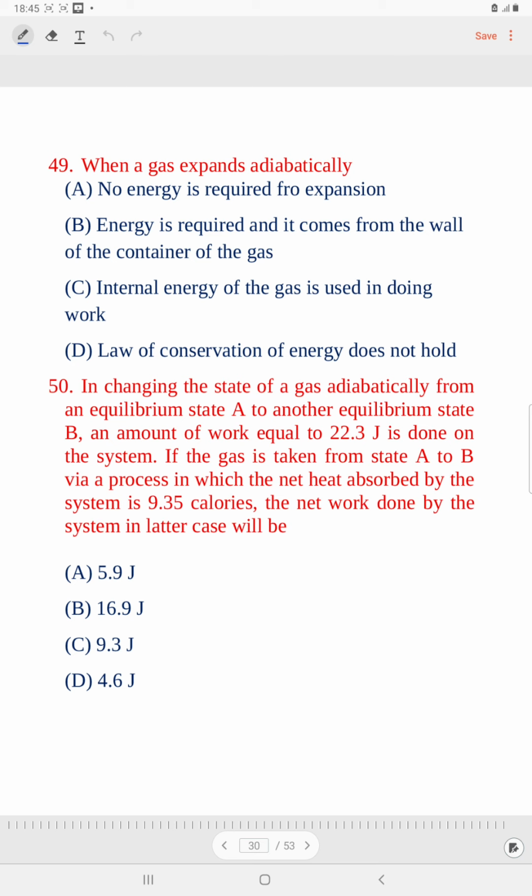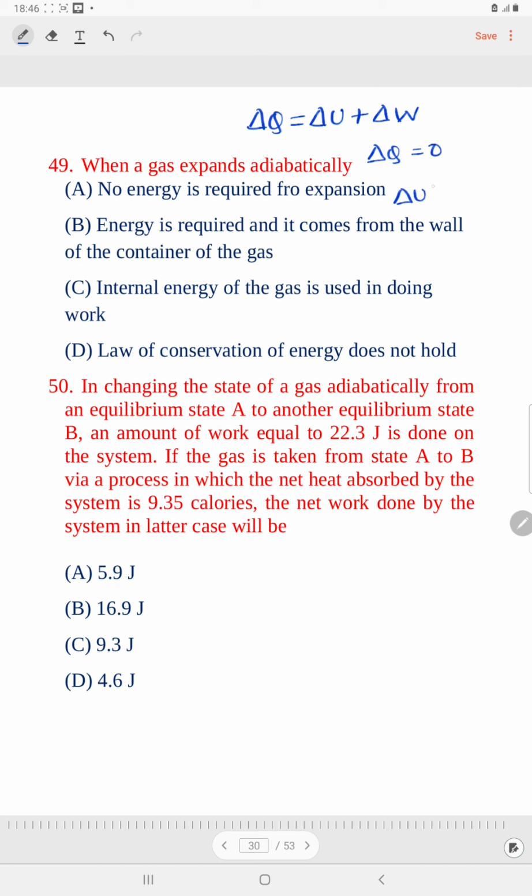Whatever the changes of the internal energy is there, it will be utilized to do work. You know how? Let me tell you. According to the first law of thermodynamics, delta Q is equal to delta U plus delta W. And in adiabatic process, delta Q is 0.